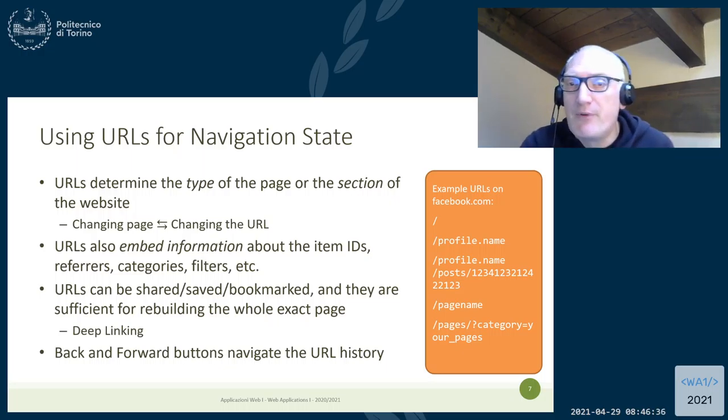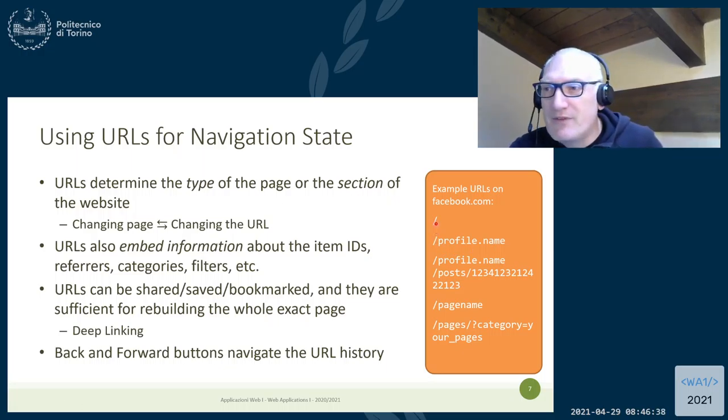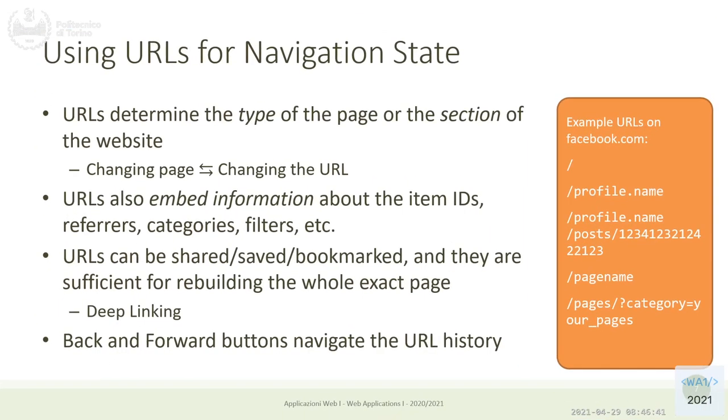This component needs to be changed or rendered in a different way, and so on. So for example, we have the homepage. I took some URLs from Facebook, corresponding to the four images we saw before: the homepage, the profile page, the posts of a person, the name of a page, so it's not a user, it's a page, or the list of the pages created by a user. So these are different URLs that you will see if you navigate on Facebook, and each of them will generate a different version of the application.